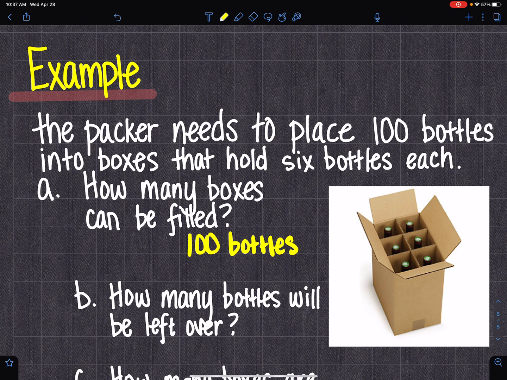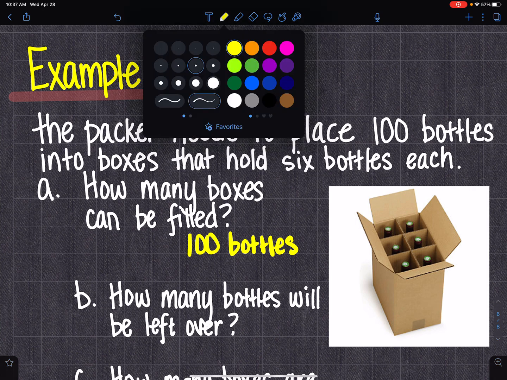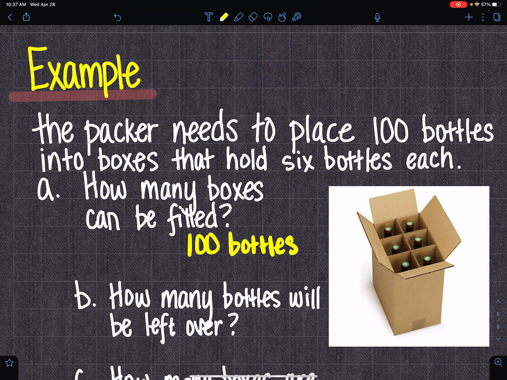So what do we do to figure that out? We're going to find out how many bottles per box, and there's 6 of them. So if there's 6 bottles per box, then we have to divide 100 bottles by 6, because there's 6 bottles per box.